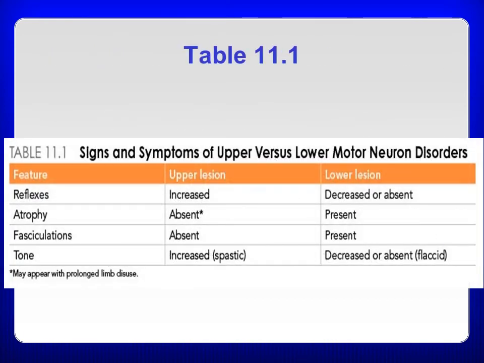So these just show some signs and symptoms of upper versus lower neurological disorder. This is present in your book. So this just differentiates. We had talked about upper versus lower motor neurons. This tells you if there's an upper lesion or a lower lesion. The upper motor neurons are the neurons between the brain and the spinal cord. Lower motor neurons are from the spinal cord out into the periphery. So if you look at this, you can see what happens if you have an upper versus a lower motor neuron lesion.